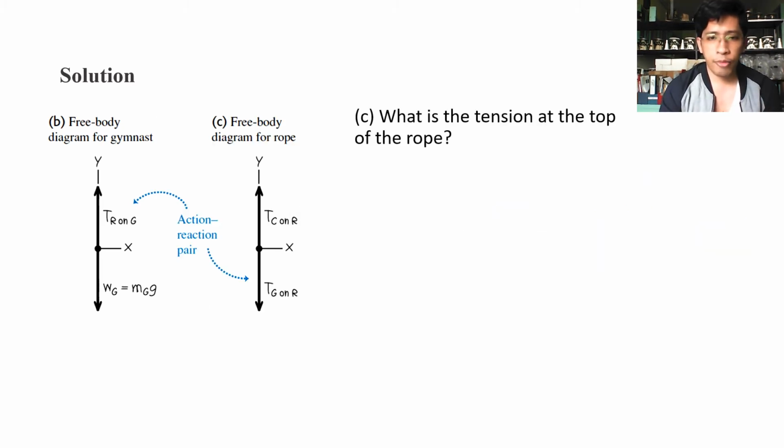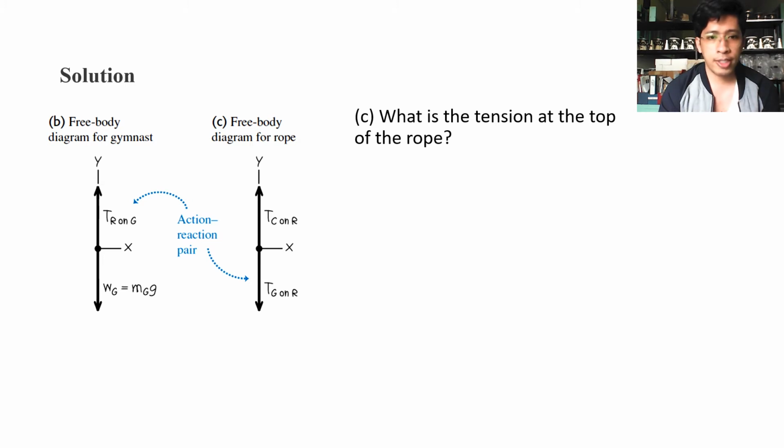For the last part of the problem, we are asked for the tension at the top of the rope, that is, the tension at the ceiling. So we have here the free body diagram again on figure B, that is the free body diagram for the gymnast, and on figure C, we're now talking about the tension on the rope. So for this case, our body is the rope, so we are analyzing the rope. For that, we are going to have another free body diagram.